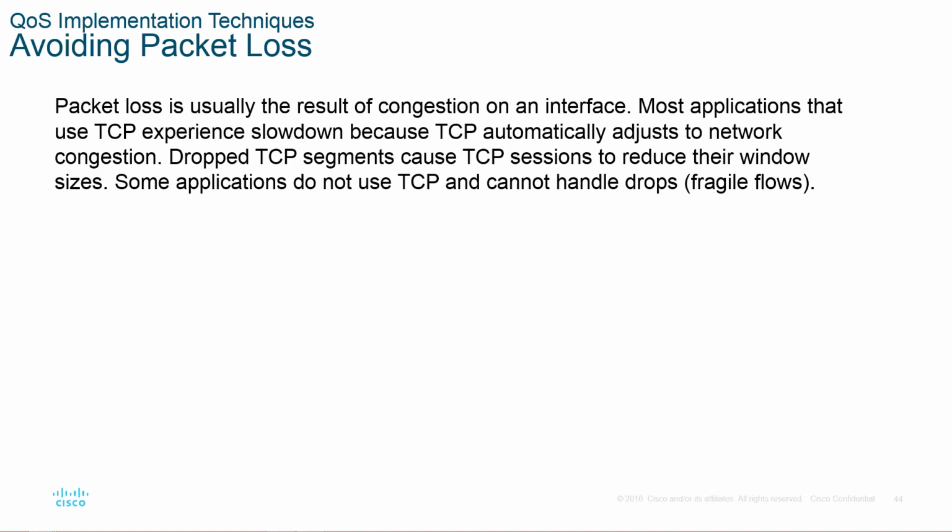WFQ, CBWFQ, and LLQ can guarantee bandwidth and provide prioritized forwarding to drop sensitive applications. We can drop lower priority packets before congestion occurs. Cisco IOS QoS provides queuing mechanisms such as weighted random early detection, or WRED, that start dropping lower priority packets before we get any congestion occurring.